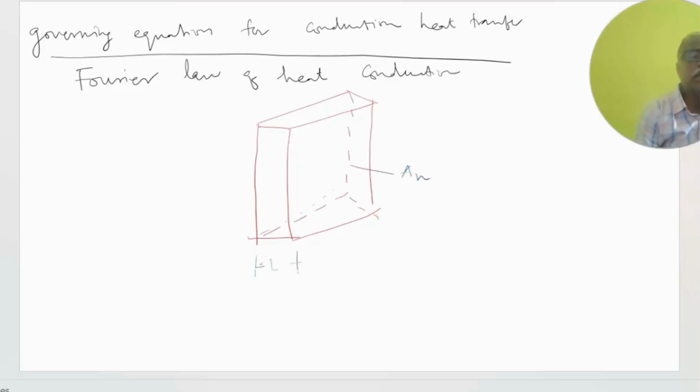Let this surface be at temperature T1, and let this surface be at temperature T2. I mean, this is the surface one which has got T1, and this surface got T2. Let us assume that T1 is greater than T2. And this area is AN, area normal to the heat flow, and this area is also AN. So AN is called as area normal to the heat flow.